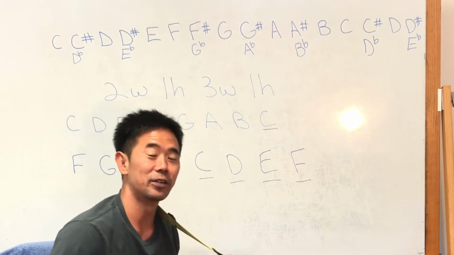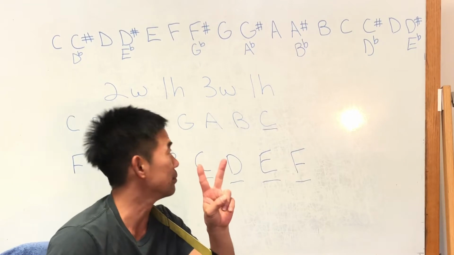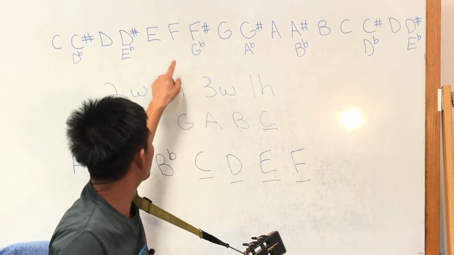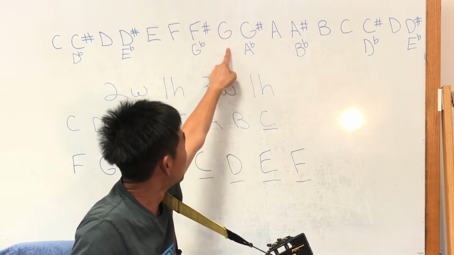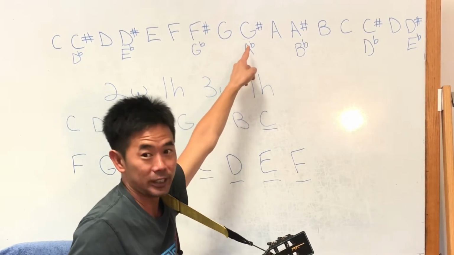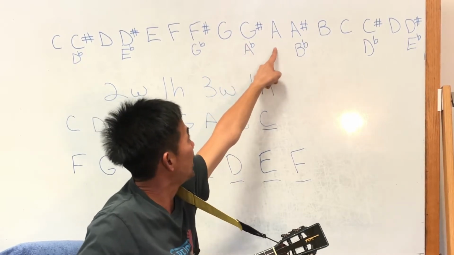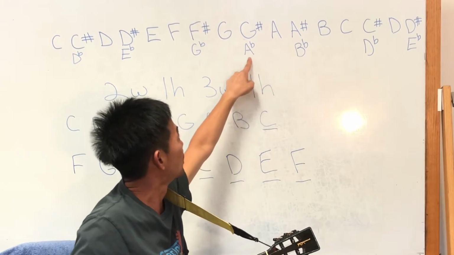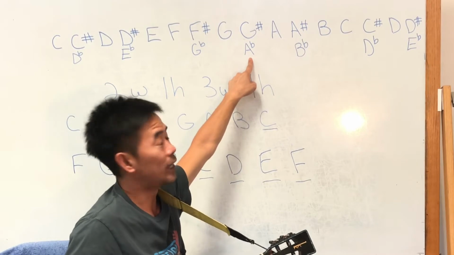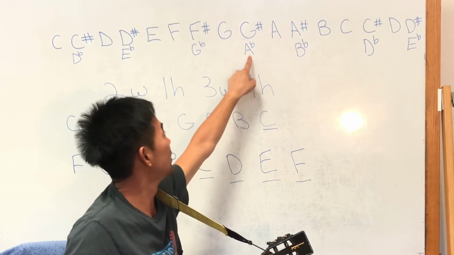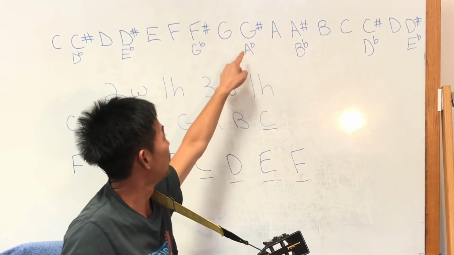Now, unnatural notes always have two names, okay? So, first of all, let's look at G. If I take G and I move it one space to the right, I would call that G sharp. But if I take A and I move it one space to the left, I would call it A flat. So all unnatural notes have two names, right? In this case, I'm looking at G sharp or A flat.